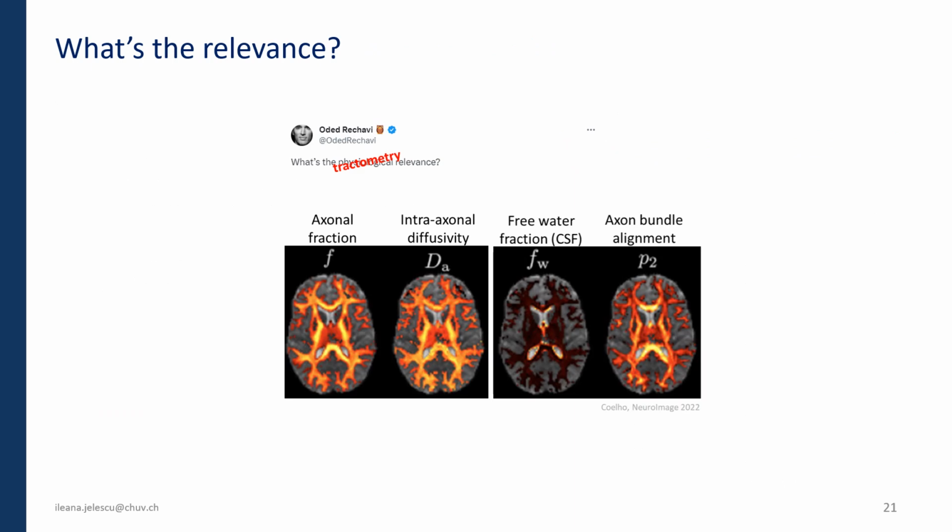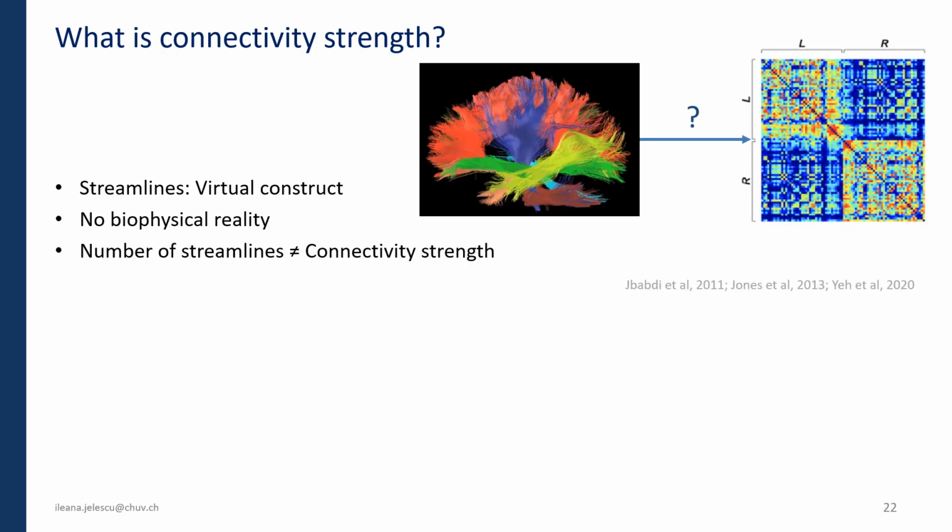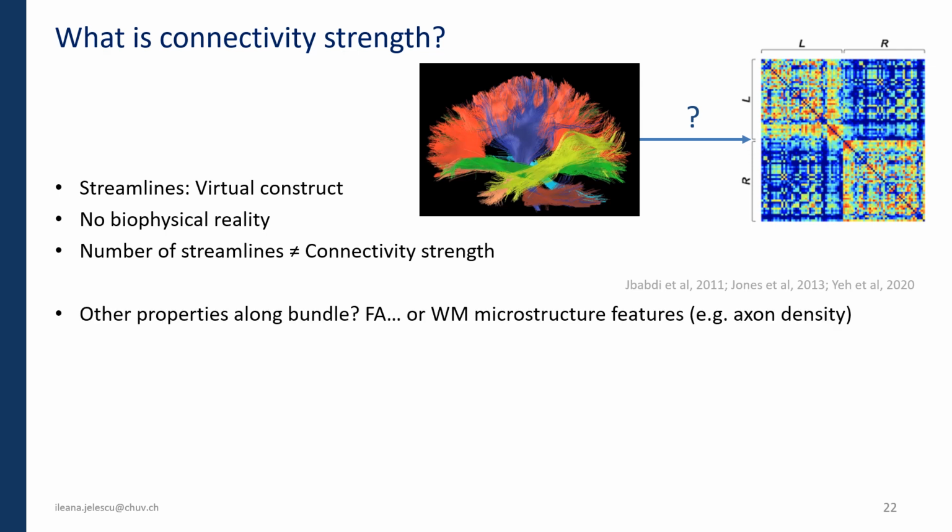So what is the relevance of white matter microstructure and biophysical models in a tractometry course, you may ask? As you will see in the coming lectures, connectivity strength, for example, is a measure that is difficult to achieve using tractography. Why? Because the streamlines are nothing but a virtual construct that have no biophysical reality. And it's been shown by several studies that the number or count of streamlines cannot be a good indicator of connectivity strength across the brain.